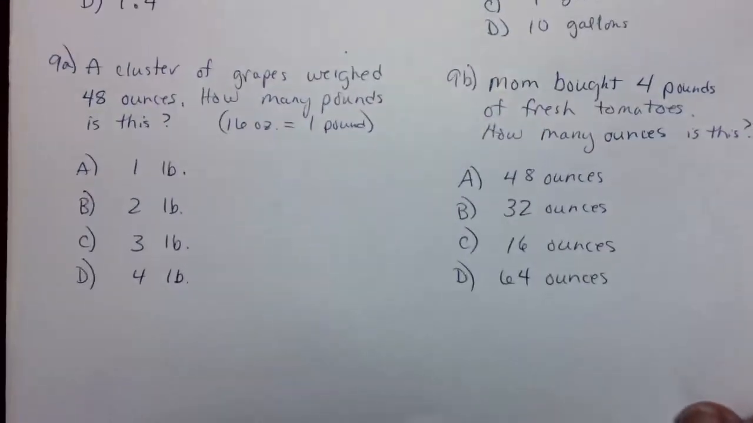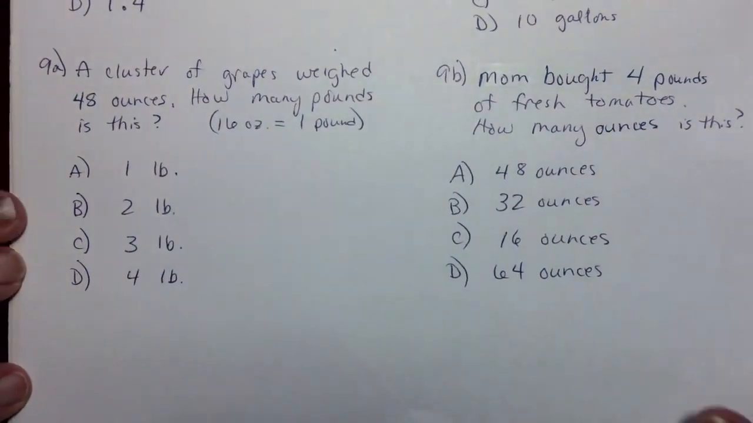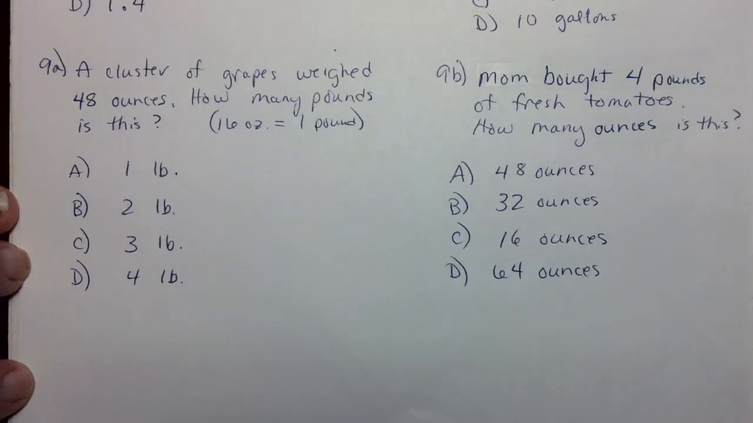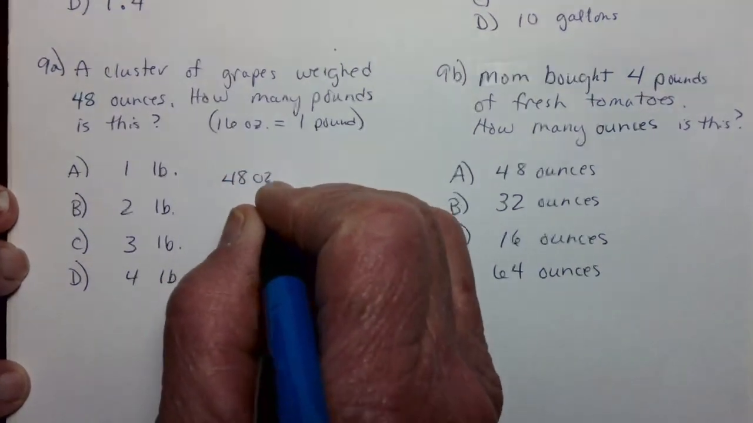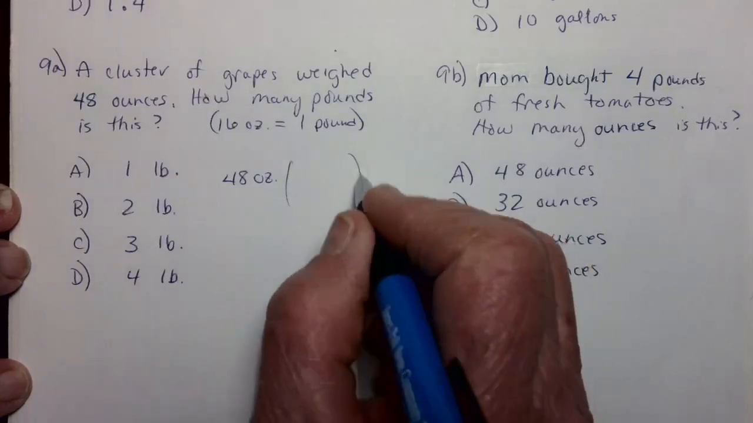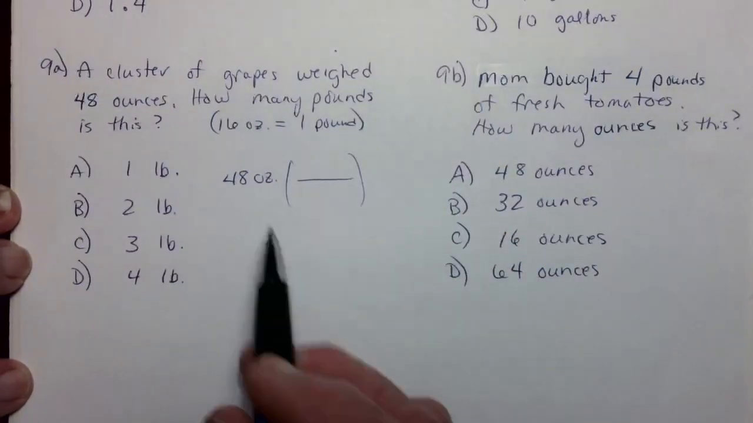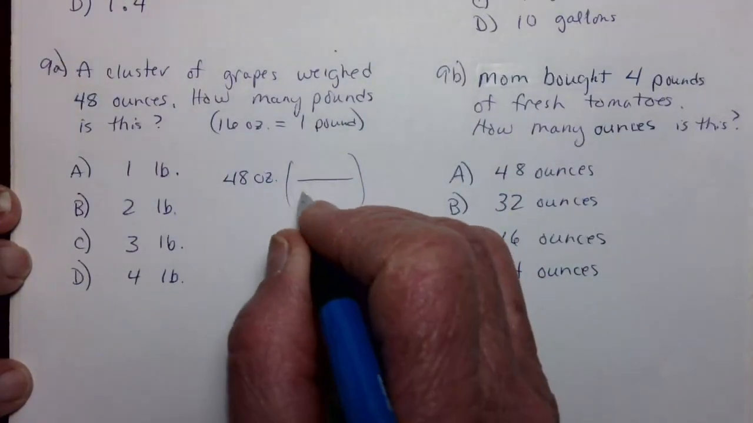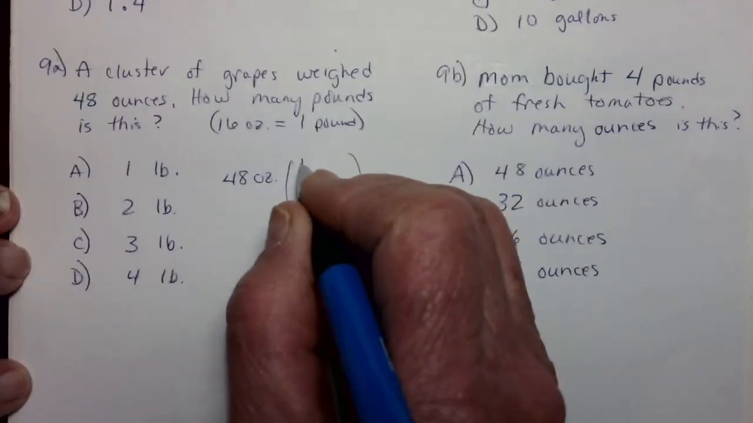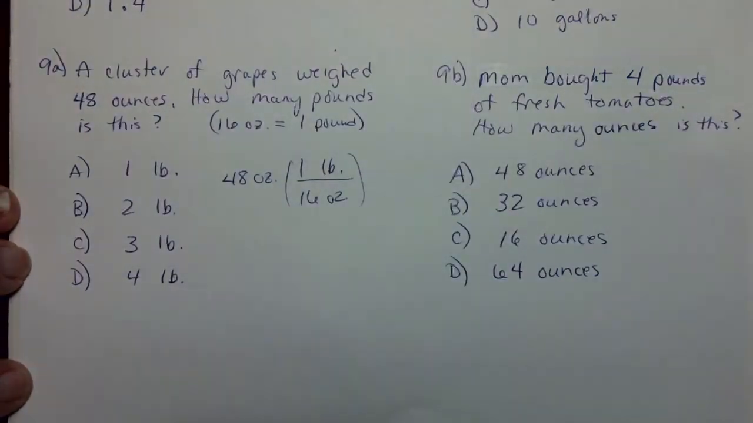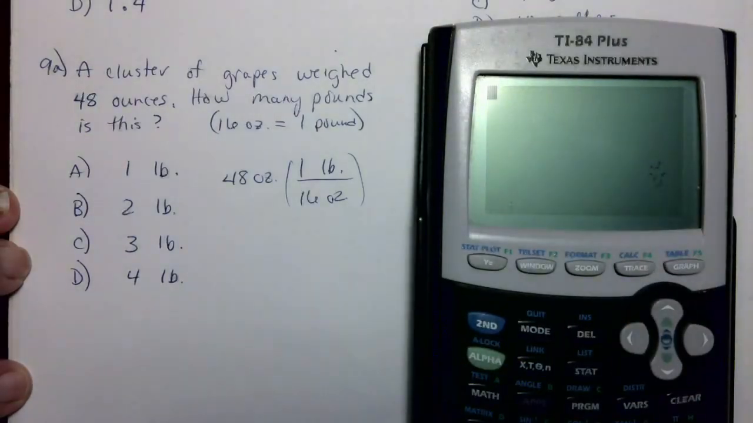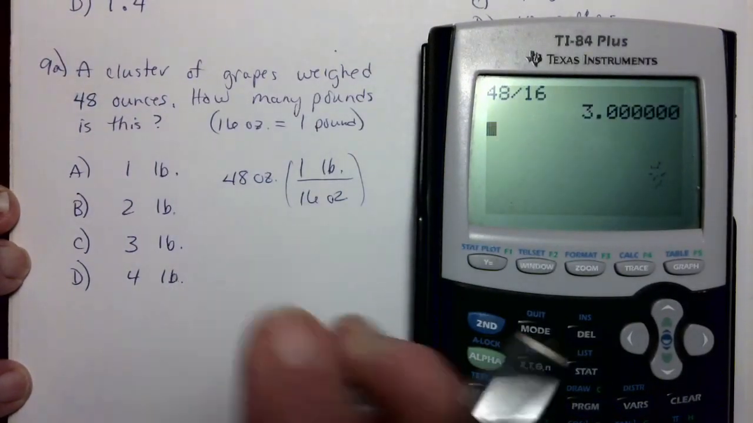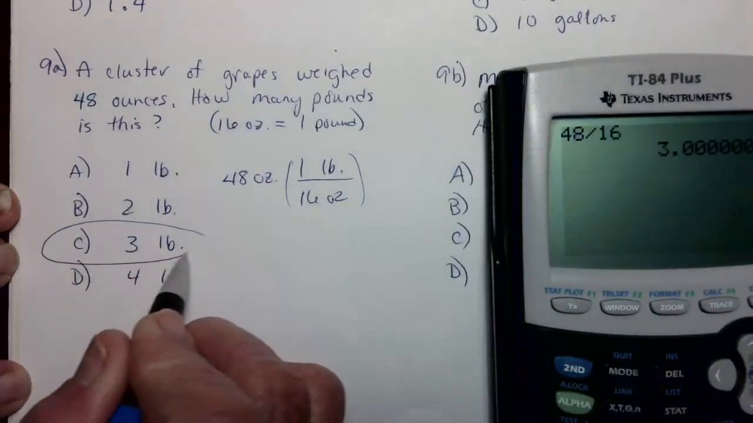Okay, 9. A cluster of grapes weighed 48 ounces. How many pounds is this? 48 ounces. So I want to multiply that by a unit conversion factor, and I gave it to you right here. The 16 ounces has got to go on the bottom, and the 1 pound has got to go on the top. So I'm going to divide. So what is 48 divided by 16? 3. So it has to be that answer right there.